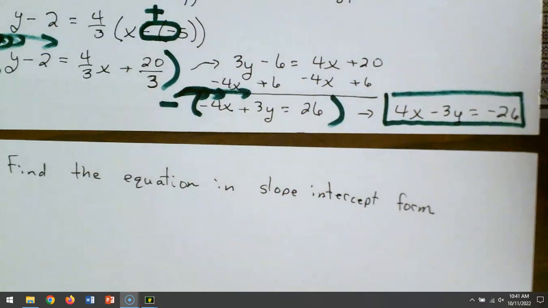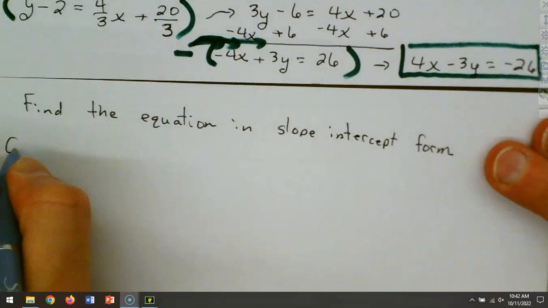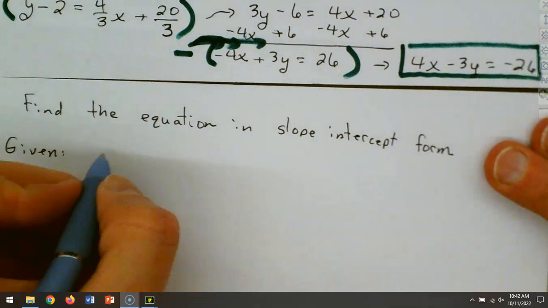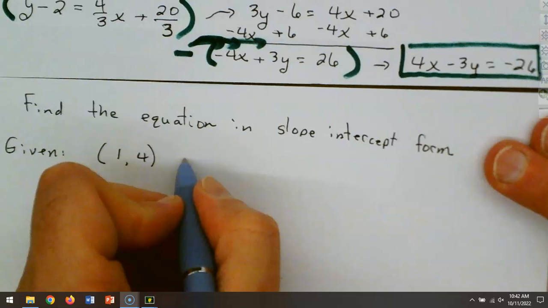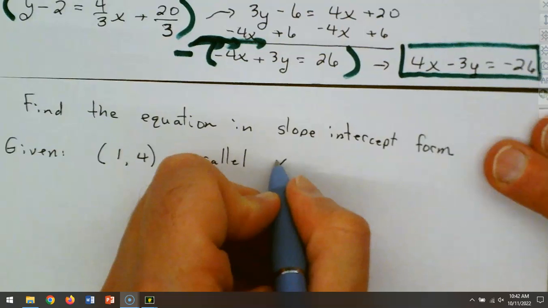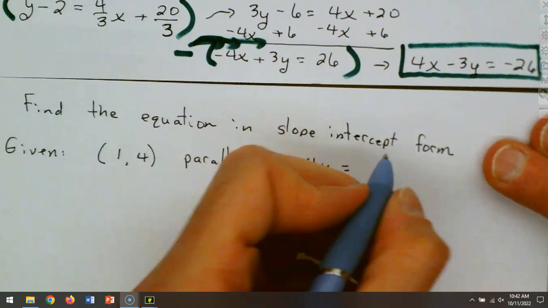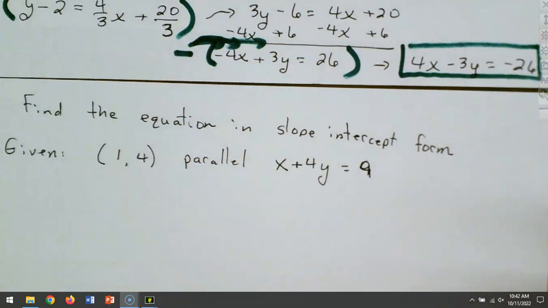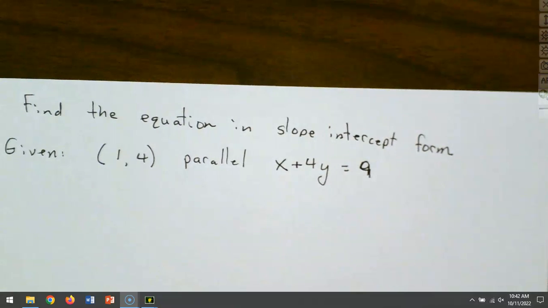So we're going to find our equation, again in slope-intercept form. And you're going to be given this. You're given the point. How about 1, 4? And I want it to be parallel to this line, which is x plus 4y equals 9. So this is now what we have. We want it in slope-intercept form.